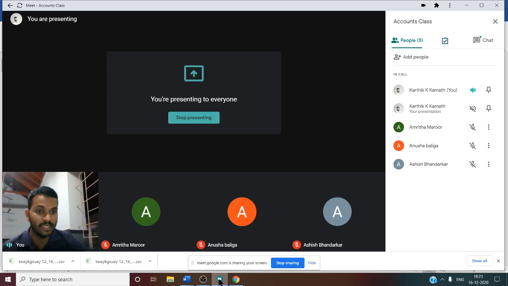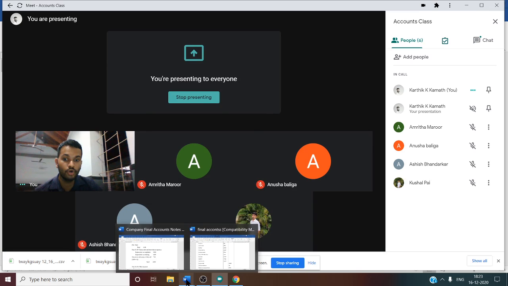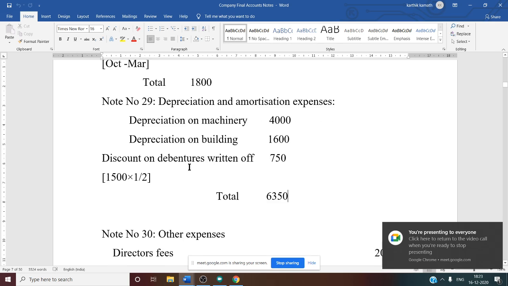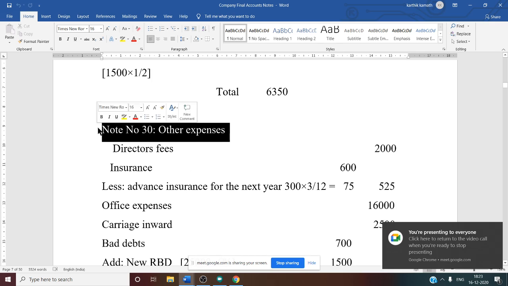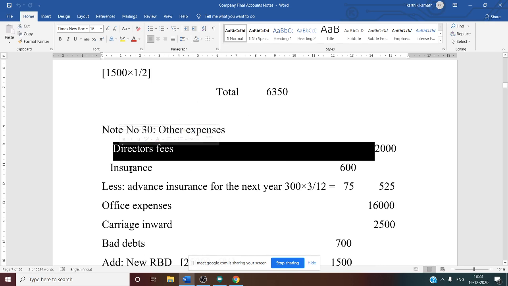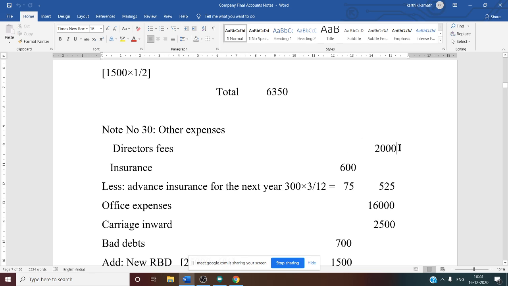Then we have to see note number 30. See this note after note number 29. Note number 30, the last working note of the profit and loss account. You see director's fee. Director's fee is directly given in the trial balance, no other adjustment. We know that it is other expense. So we have written director's fee in the outer column, 2000.